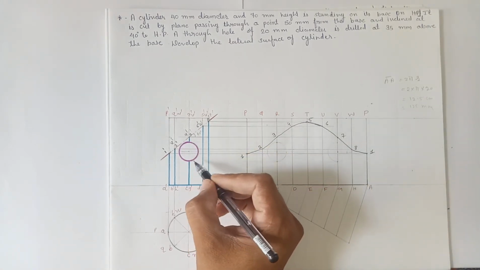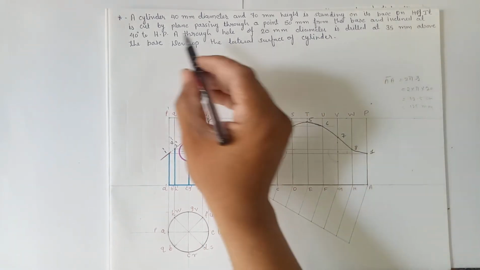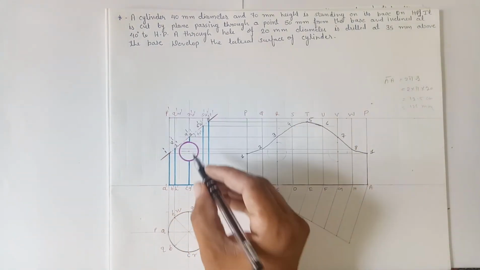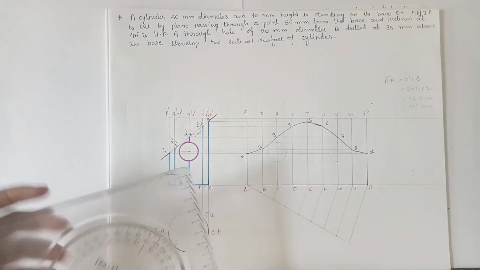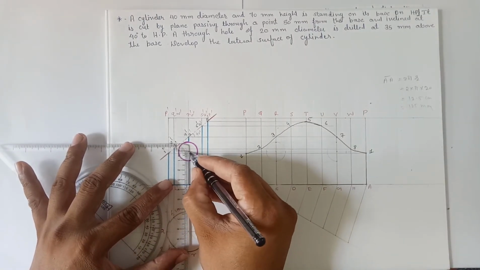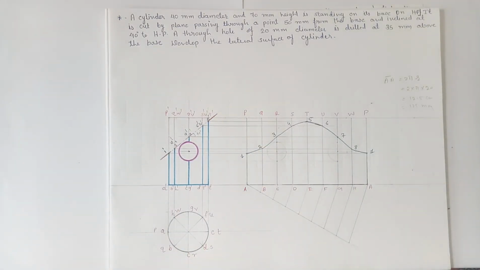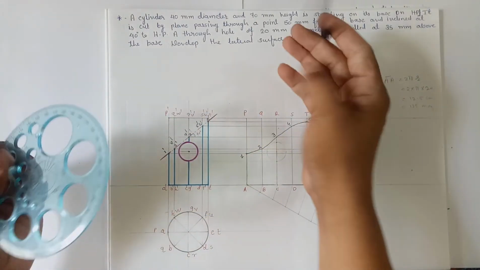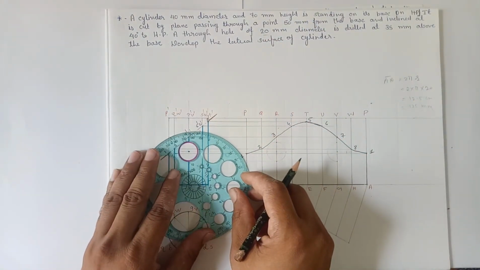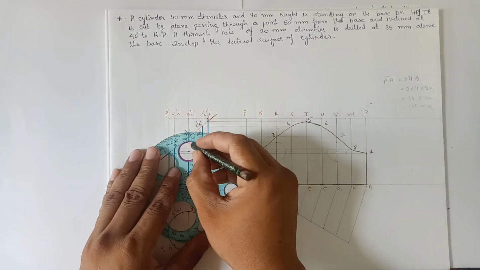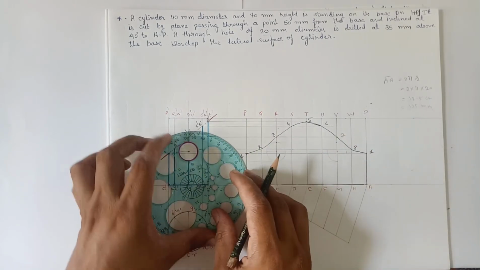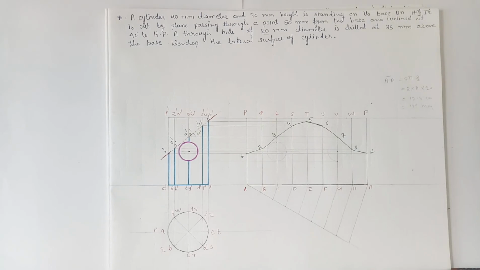Now we have to show the development of this hole, and it is given that a through hole of 20 mm diameter is drilled at 35 mm above the base. So the through hole is drilled at 35 mm. So measure 35 mm and drill a hole having a 20 mm diameter. You can also show this hole by using the circle master, 10 radius, that means diameter 20 mm. So here we have to drill the circle.